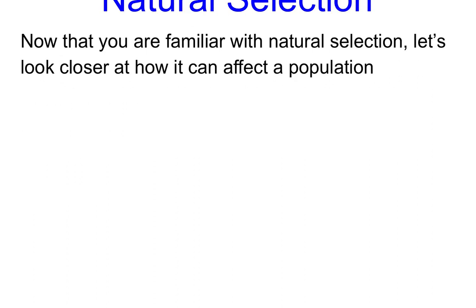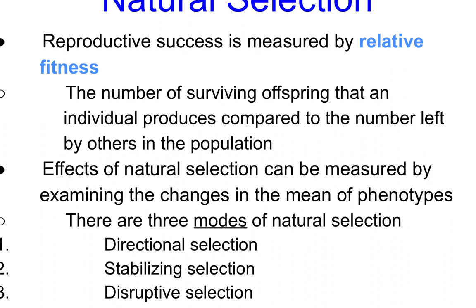So now that you're familiar with natural selection's mechanisms, we're going to take a closer look at how it can actually affect a population. Reproductive success is measured by relative fitness. This is the number of surviving offspring that an individual produces compared to the number left by others in the population. So the effects of natural selection can be measured by examining the changes in the mean average of the phenotypes. There are 3 modes of natural selection: directional, stabilizing, and disruptive.